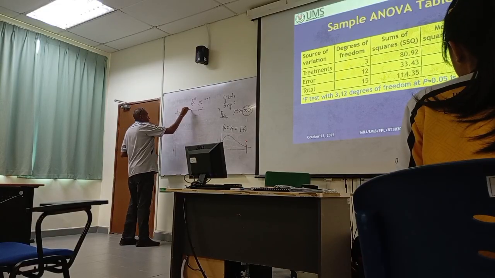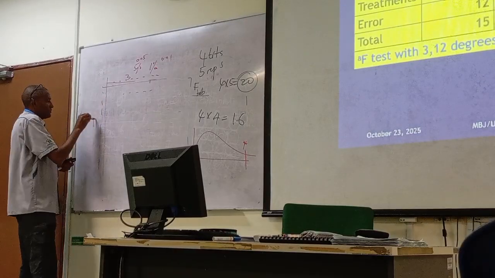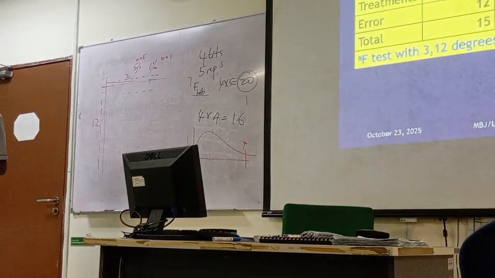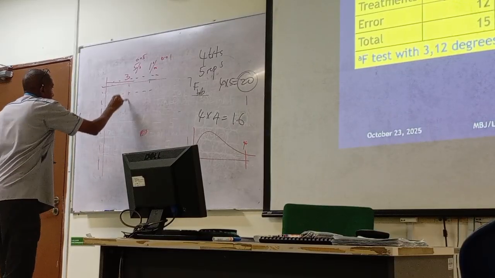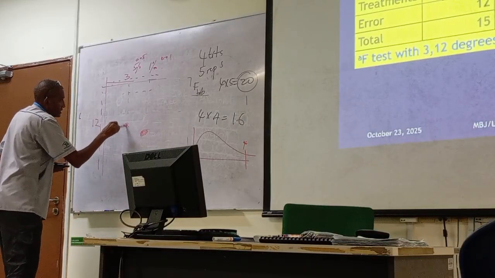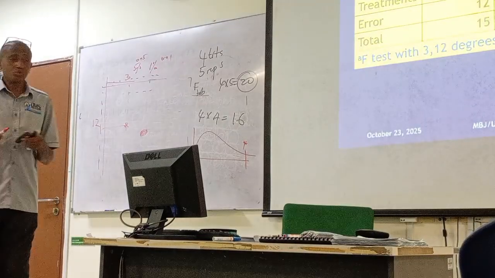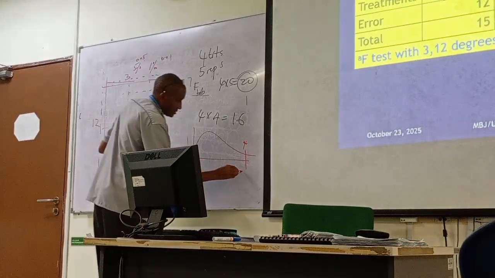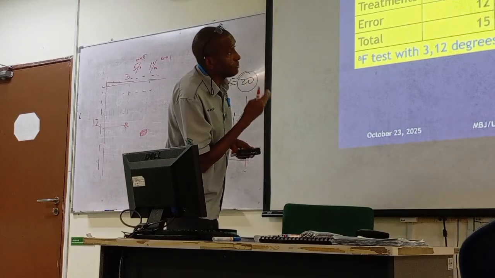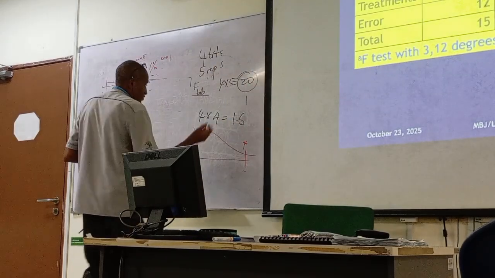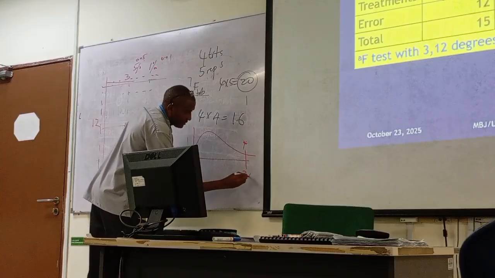So you have to look for 3 here and 12 here, and then find the answer in the table. Let's say 3 and 12 reach here. You find the answer. For you to be able to write here, I think they found the answer to be 3.49. If you look at the table, the answer is 3.49.